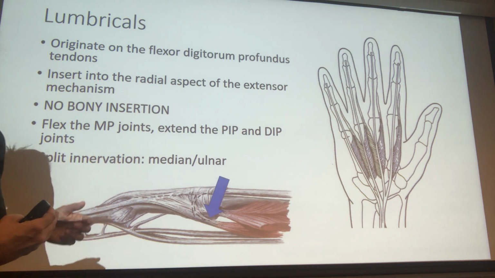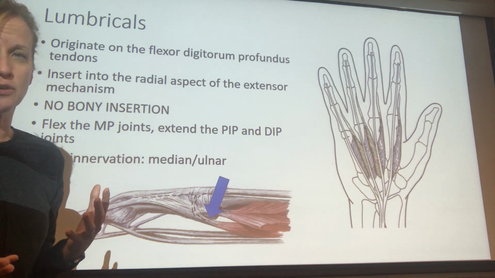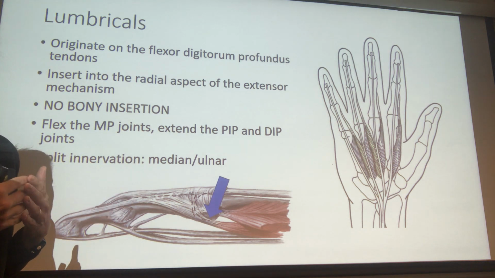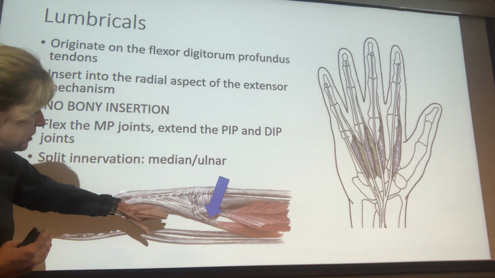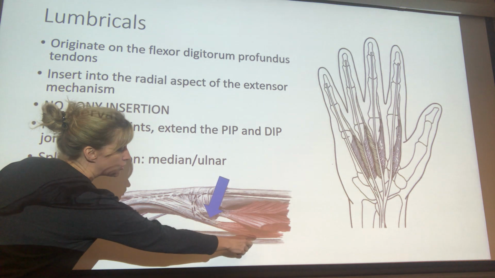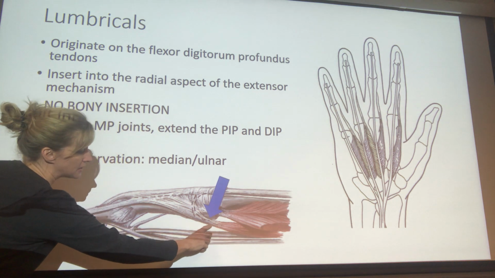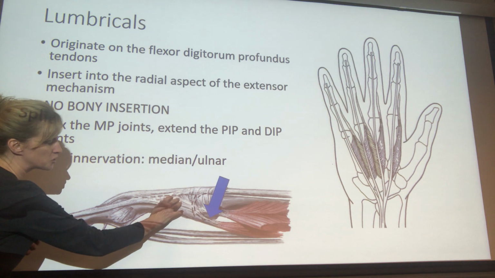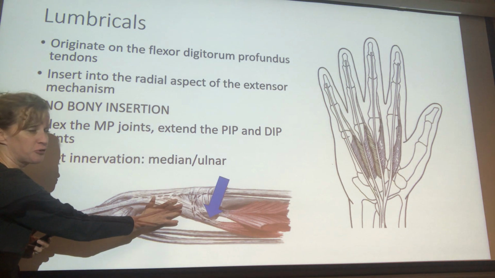They're going to insert into the extensor mechanism, which will be the focus of a different, probably small lecture that you'll get. But basically, when you think about the extensor mechanism, I put the picture here for you. Basically, what you're seeing is here's that lumbrical muscle originating on the profundus tendon and actually transversing dorsally. So it's going to actually insert on the dorsal aspect of the extensor mechanism for the finger.